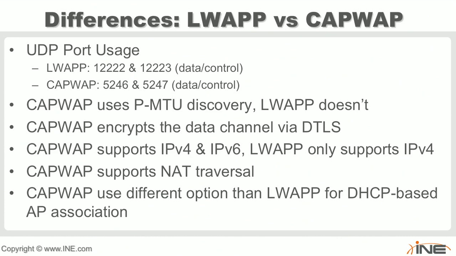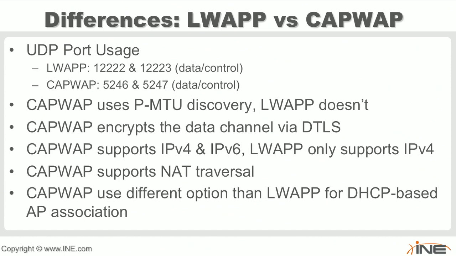With path MTU discovery, assuming that there aren't blocks on ACLs or firewalls prohibiting certain ICMP control messages or ICMP probe messages, then I have the ability to scale back my MSS, my maximum segment size, or basically the size of the data payload that I'm sending, so as to avoid any fragmentation issues.